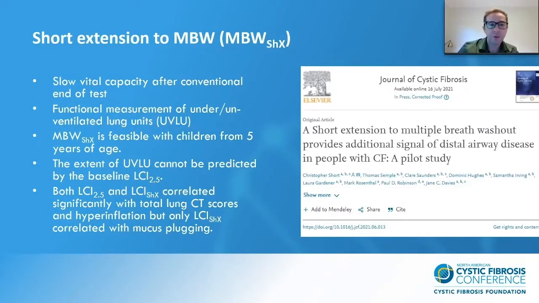And then recently from our lab, we've released this extension to multiple breath washout. And this was an attempt to fix that limitation of only measuring the communicating lung from multiple breath washout. So adding a slow vital capacity after the conventional end of test gives us a functional measure of trapped gas or under or unventilated lung units. It was feasible in children from the age of 5. And importantly, it could not be predicted by the baseline LCI 2.5. And an important finding, we found that both LCI and LCI SVC, our new parameter, correlated significantly with total lung CT scores and hyperinflation score, but only LCI SVC correlated with mucus plug.